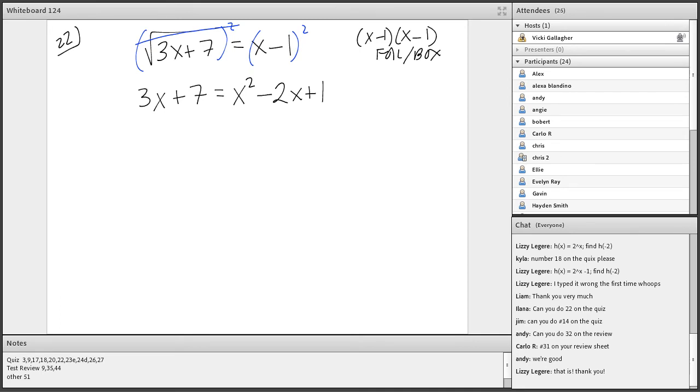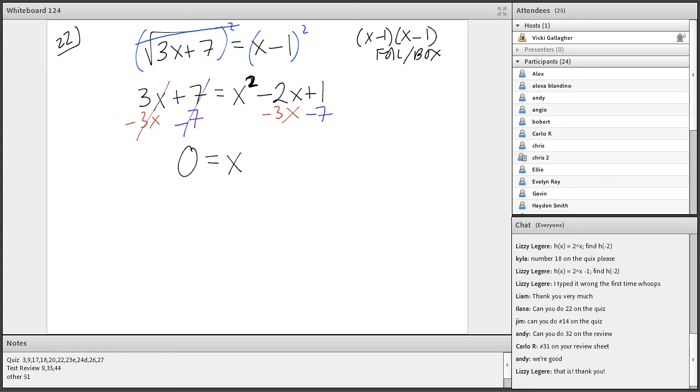All right. Now, we have an x squared in this problem. Whenever you have an x squared, you need to make the entire equation equal to 0. And so I'm going to minus the 3x so that it goes away. And I'm going to minus the 7 so that it also goes away, so that now on the left-hand side, I have the number 0.